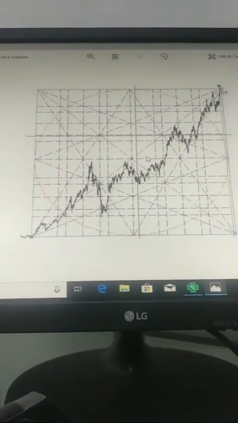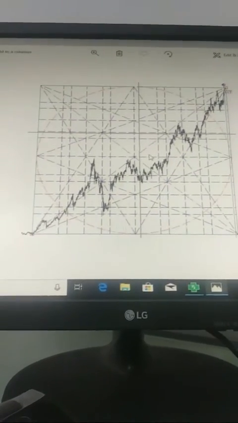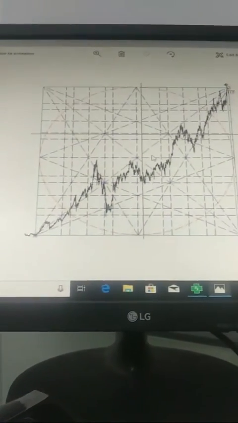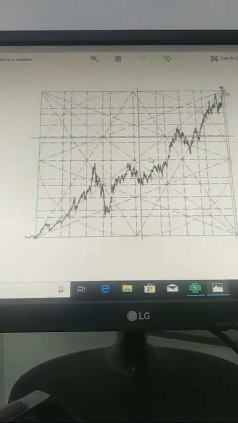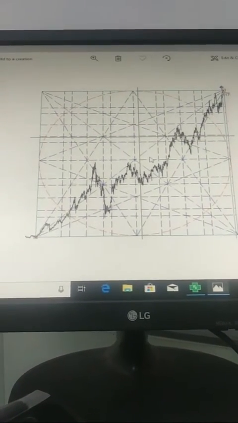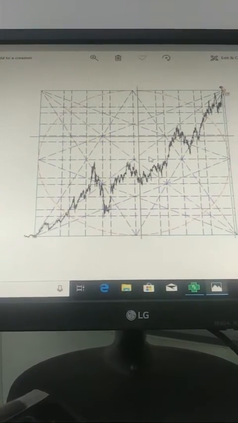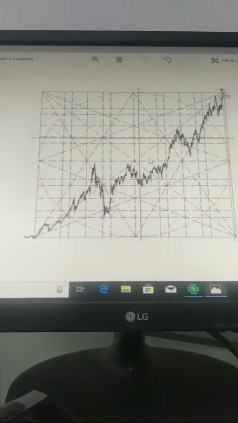Any doubts, if someone needs to ask, you can post, those who are not viewing or those who are going to view it. Yes, these angles work in intraday, definitely. But for that you need to be precise.